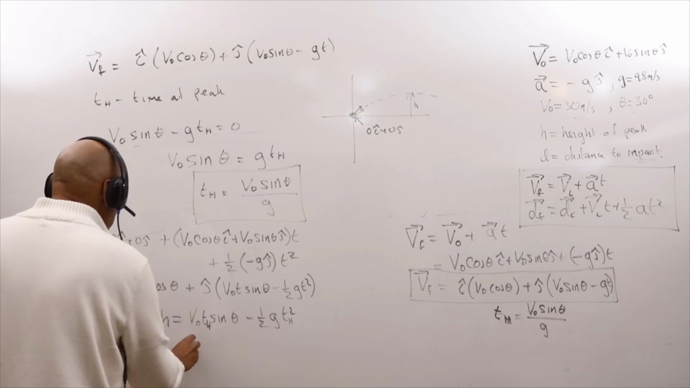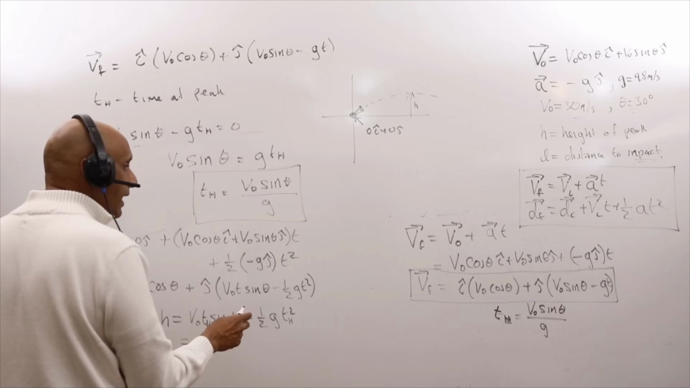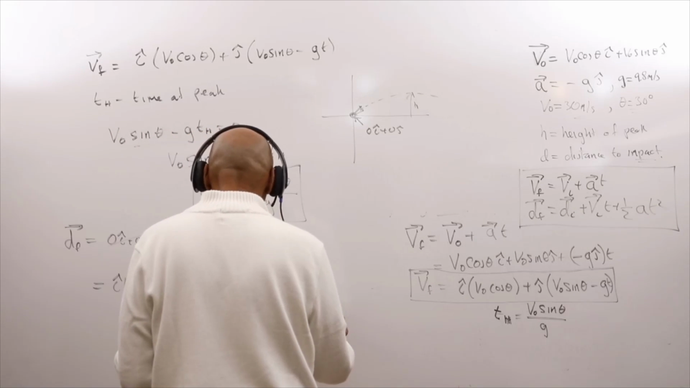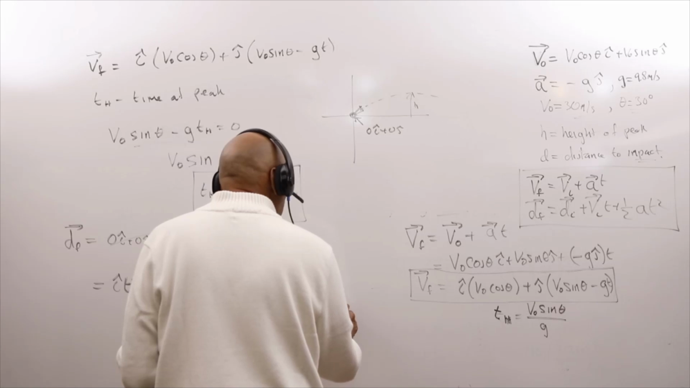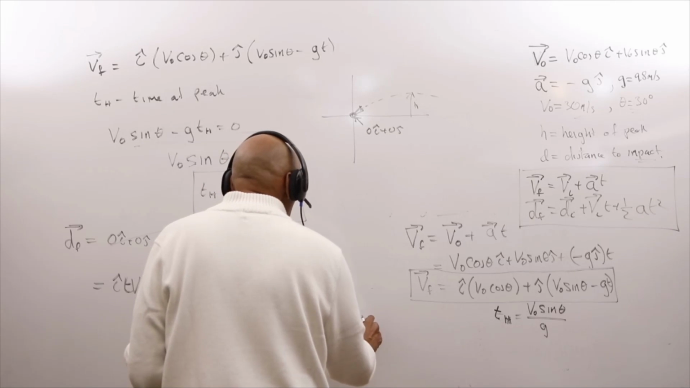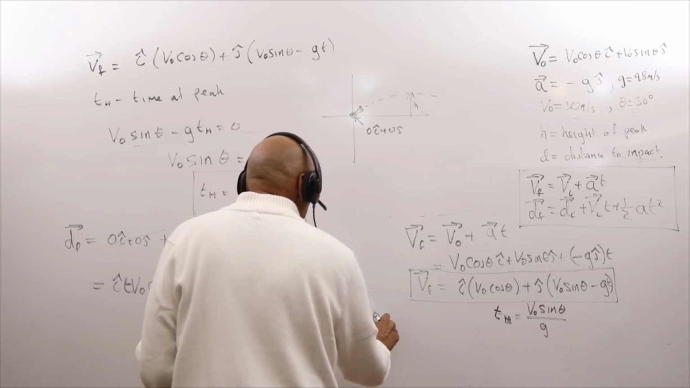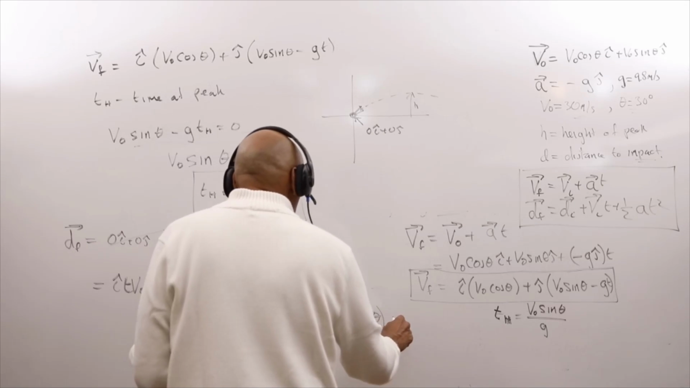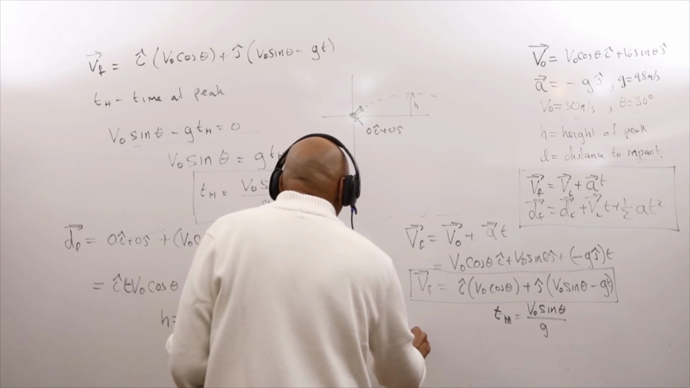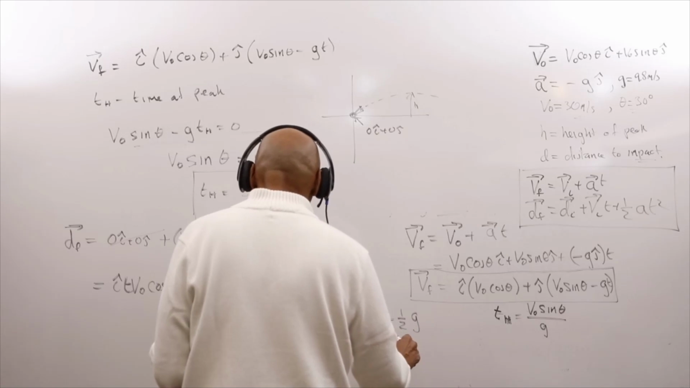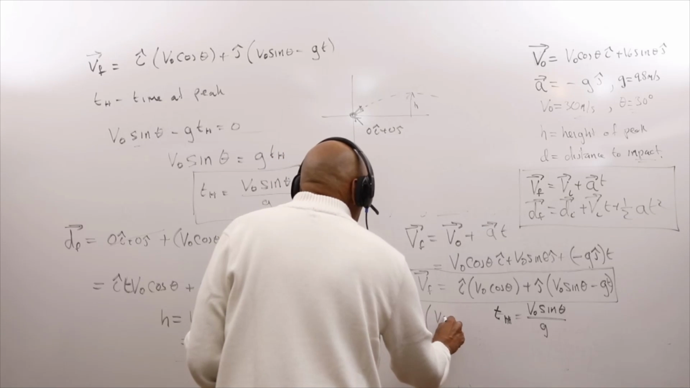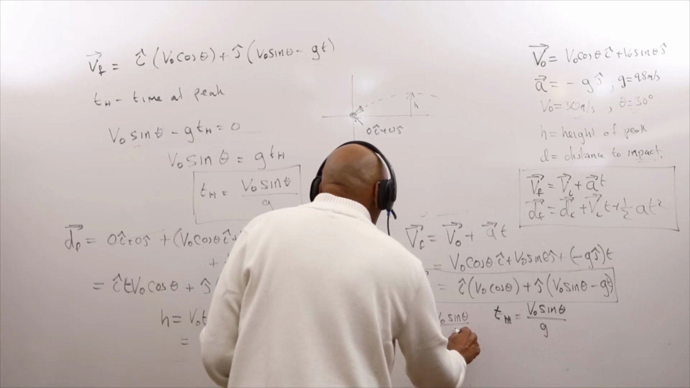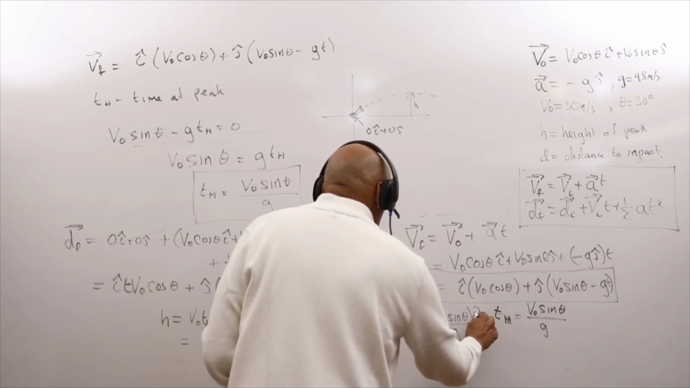So now we have to plug in V0 TH. We already have TH over there, so I know what this is, so let's plug it in. V0 times V0 sine theta over g, minus 1/2 g times V0 sine of theta over g squared.